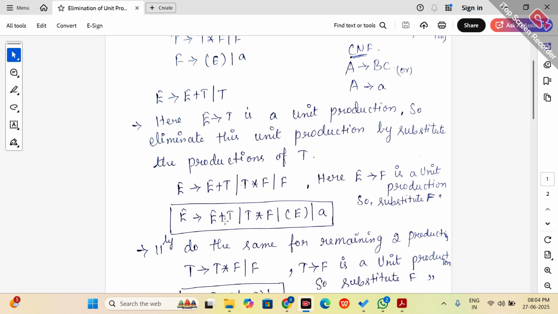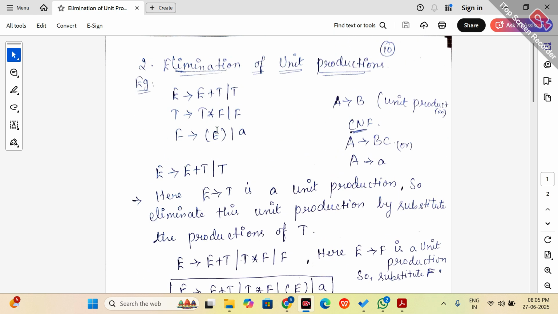Here, there is no unit production. E tends to A, but this A is a terminal symbol. If it is a variable, then it is a unit production. If it is a terminal symbol, it is not a unit production. For the remaining productions, there are combinations of variables and terminals. So after eliminating the unit production in the first grammar, these are the final productions.